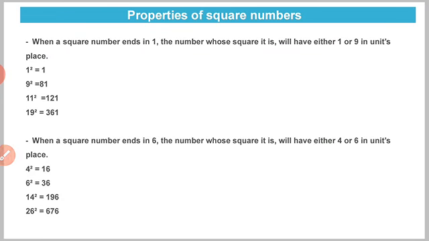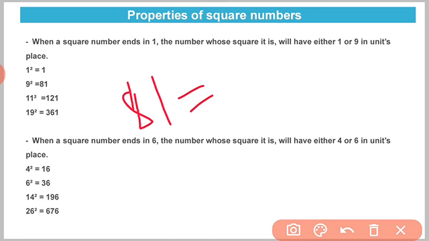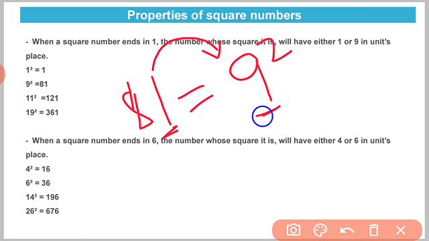Taking the next property, when a square number ends in 1, the number whose square it is will have either 1 or 9 in units place. For example, 81 is a square of 9. The square number is ending with 1. Then the number whose square it is, 9, ends with the digit 9, that is, at units place the digit which is appearing is 9.